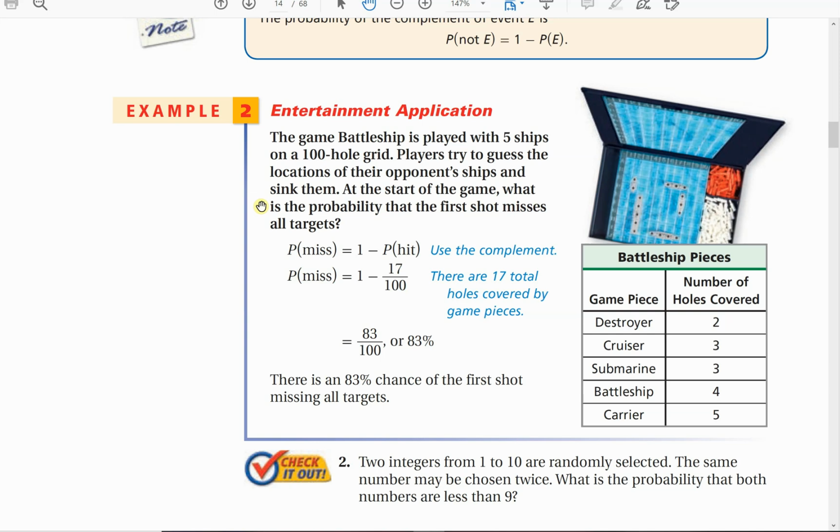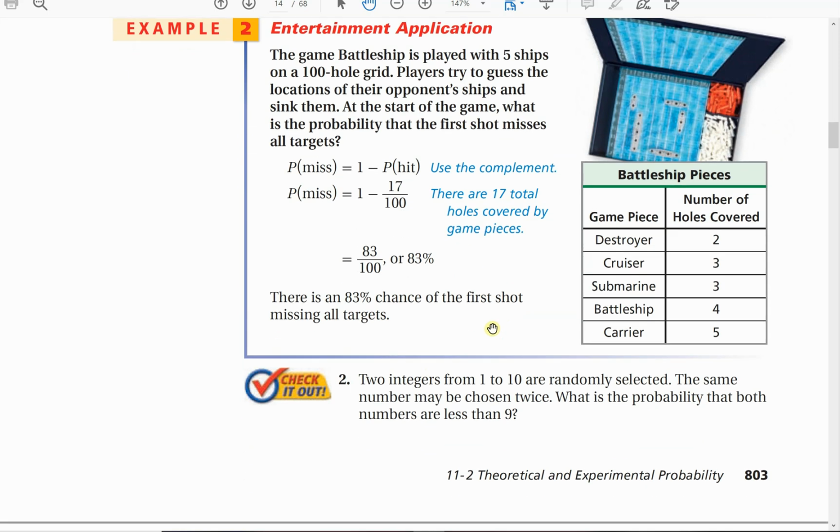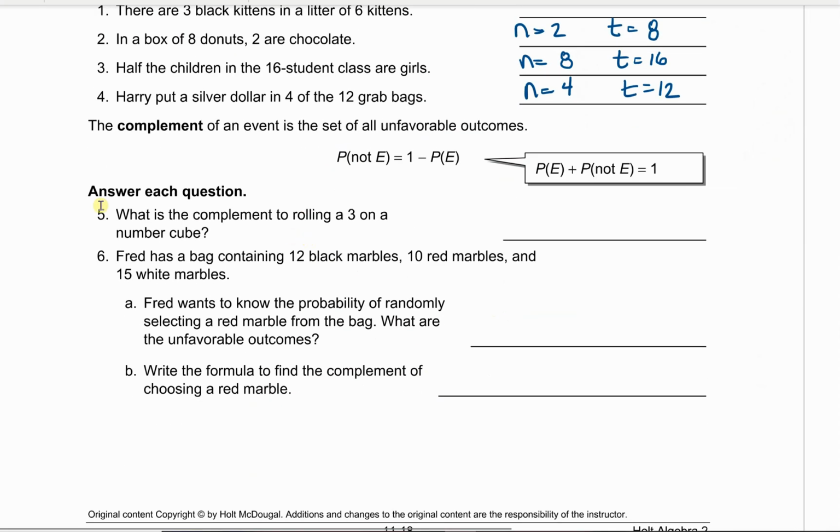What's the probability that they miss? It's going to be hard to figure that one out unless you know, well, subtract from 1. 1 minus 17 out of 100 is 83 out of 100. So the probability is 83%. So if we look back at the note sheet here, what is the complement to rolling a 3 on a number cube? How many ways can I roll 3 on a single die? 1. So the complement would be 1 minus the probability of rolling 3. That'd be 1 minus 1 out of 6, which would be 5 out of 6.